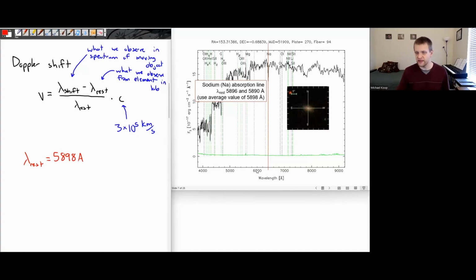If we look in this particular spectrum, well, that sodium absorption line is not showing up at 5,898 angstroms. It's showing up at a longer wavelength. That wavelength has been stretched due to that redshift effect. And where we actually seem to be identifying this is at around 6,400 angstroms. So lambda shift is 6,400 angstroms.